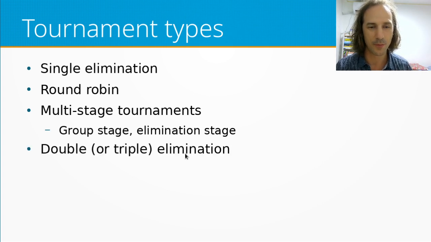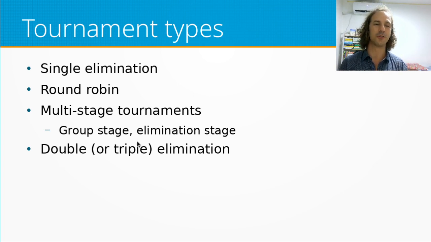The double or triple elimination system is kind of a refinement of the single elimination, so you don't want to have a round robin or a group stage, but you don't want the players to be eliminated when they lose a single matchup, so you will let them lose once. In double elimination you only get kicked out when you lose twice. In triple elimination you only get kicked out when you lose 3 times.